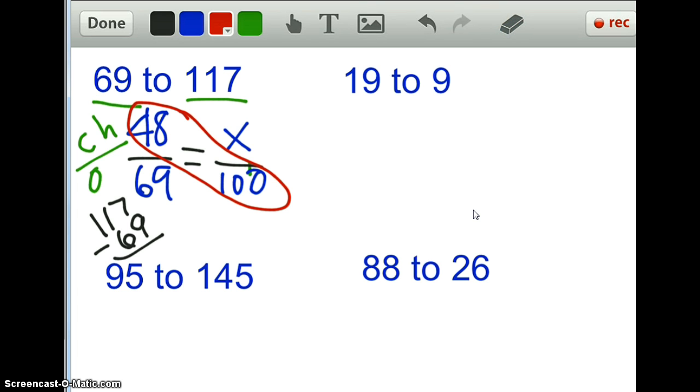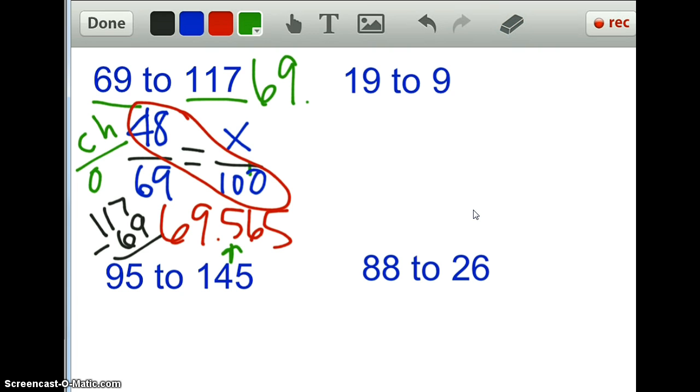And so that gives me 69.565214. I'm going to check again just to make sure, because that seems weird, but oftentimes they're weird. Yep. So 69.565 and so on. I'm going to round it to the nearest tenth. So my final answer, 69.6. Got it. And these are all percents because I'm finding percent change.